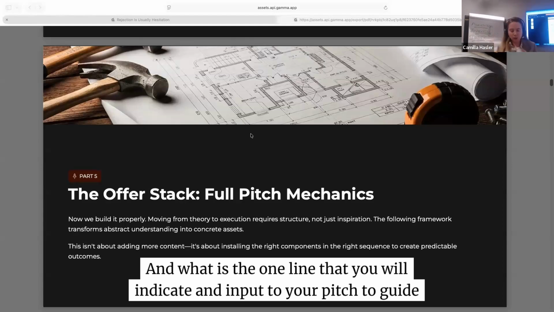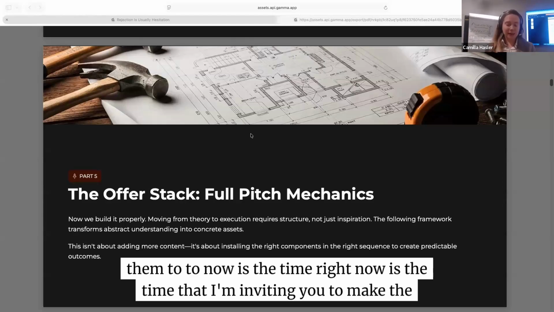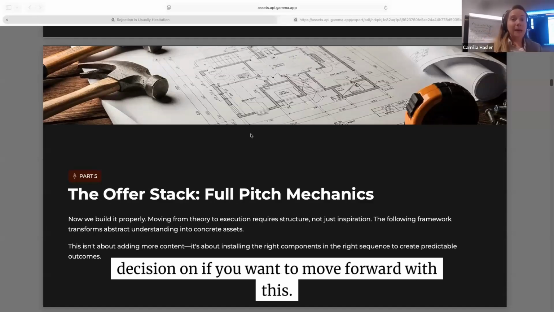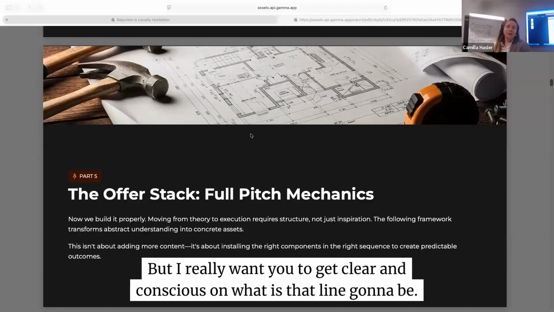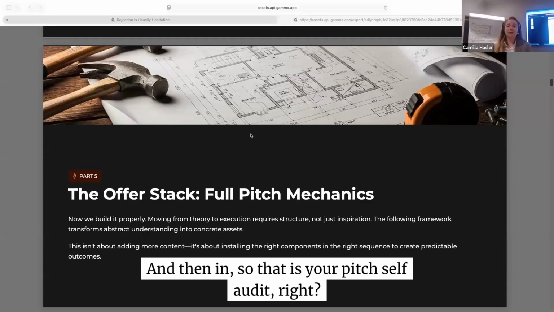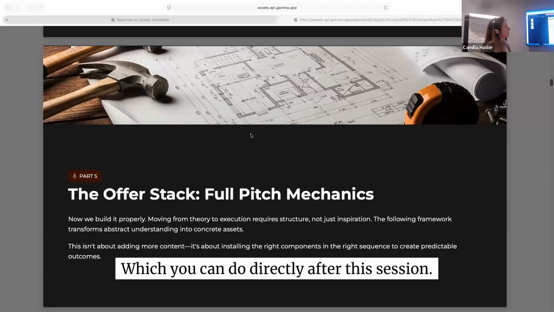And what is the one line that you will input into your pitch to guide them to know that now is the time? Something like, I'm inviting you to make the decision on whether you want to move forward with this. That's the kind of phrase. But I really want you to get clear and conscious on what that line is going to be. That is your pitch self audit, which you can do directly after this session.